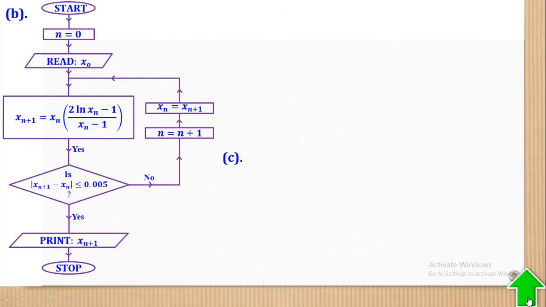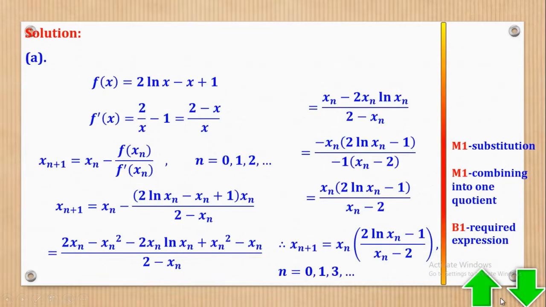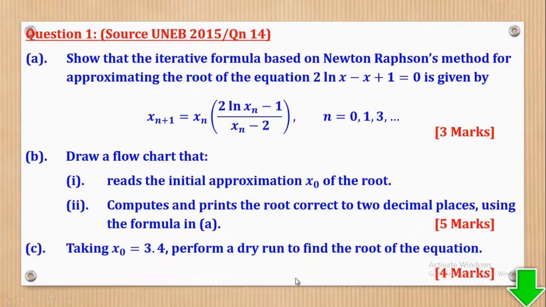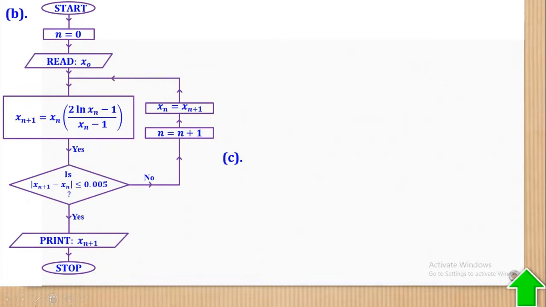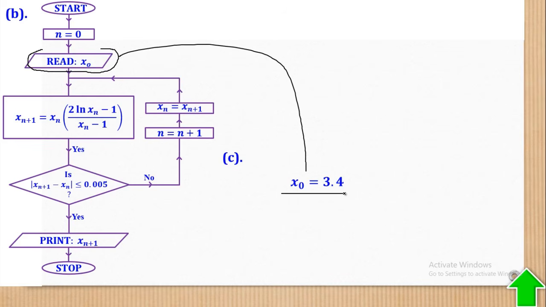So now we shall go to part C. In part C, they told us, taking x naught as 3.4, perform a dry run to find the root of the equation. So before you tabulate your values, you must first look at this read statement. Whatever they tell you to read here is what you first quote. Now they told us to read x naught, so before you tabulate you have to quote what they told you to read, and that was x naught.